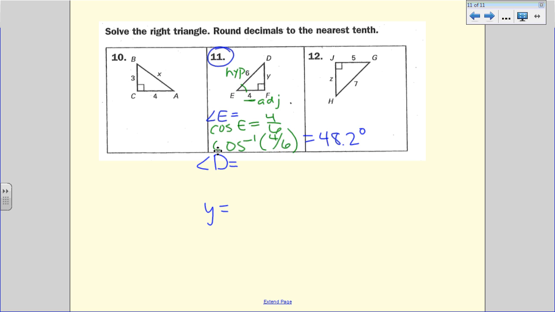What's our quick shortcut for finding angle D? Subtract it from 90. Once you have one angle, we're going to do 90 minus 48.2 degrees. Yep.